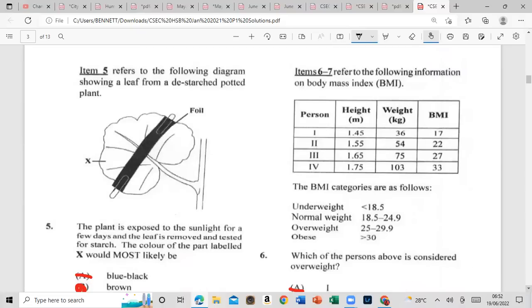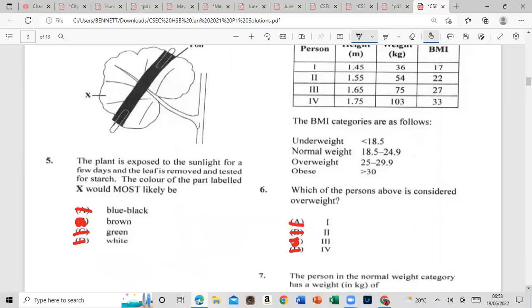Item 5 refers to the following diagram showing a leaf from a detached potted plant. The plant is exposed to sunlight for a few days, and the leaf is removed and tested for starch. The color of the parts labeled X would most likely be A, blue-black, B, brown, C, green, or D, white. So most likely it would be brown. All right, so let's look at 6.